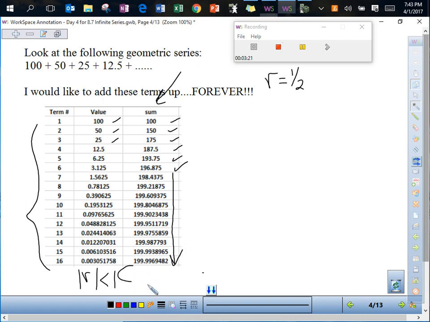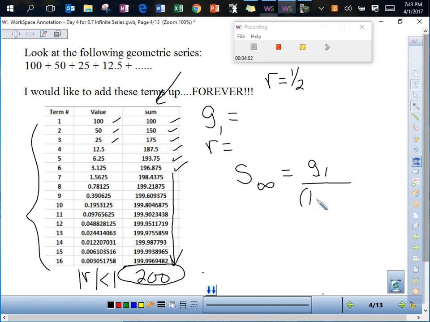You could probably guess, maybe, looking at my spreadsheet, what this sum comes out to be. Notice that it looks like just more decimals are showing up. If we did this forever, guys, I would get a sum of 200. Here's a little formula that would have told you that. If you can look at your sequence and get the value of the first term and get the value of your R, there's a formula that would allow you to sum up a set of numbers in a geometric series as long as your absolute value of your R is less than 1. And that's simply your first term over 1 minus R.